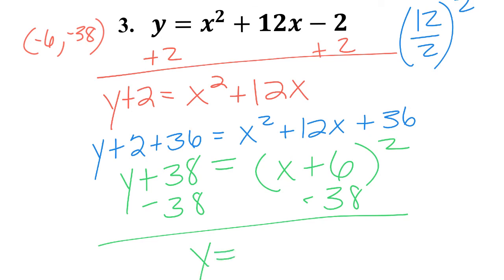And so in vertex form, y equals x plus 6 squared minus 38. So h is -6 and k is -38. We'll go ahead and do number 4 as a warm-up in class tomorrow.